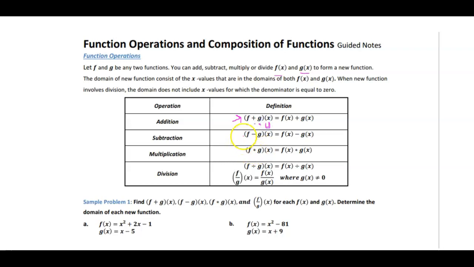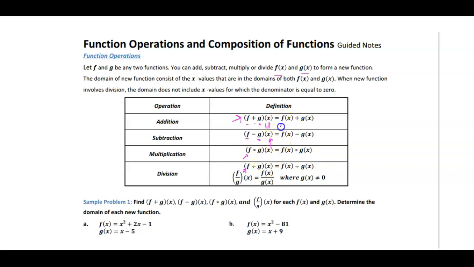We can do the same with subtraction. They'll say, hey, here's f of x and g of x. Now take f minus g of x, okay? Same for multiplication and same for division. And we're going to do just what they tell us to do.